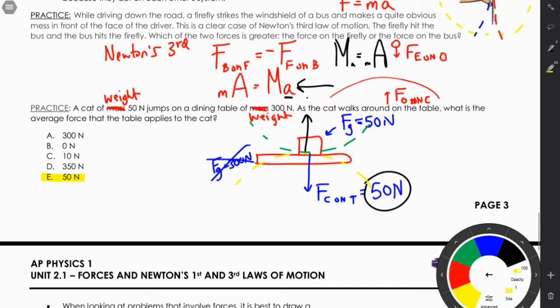Okay. The next video, we're going to start shifting our thinking to problem solving by first looking at what are called free body diagrams.